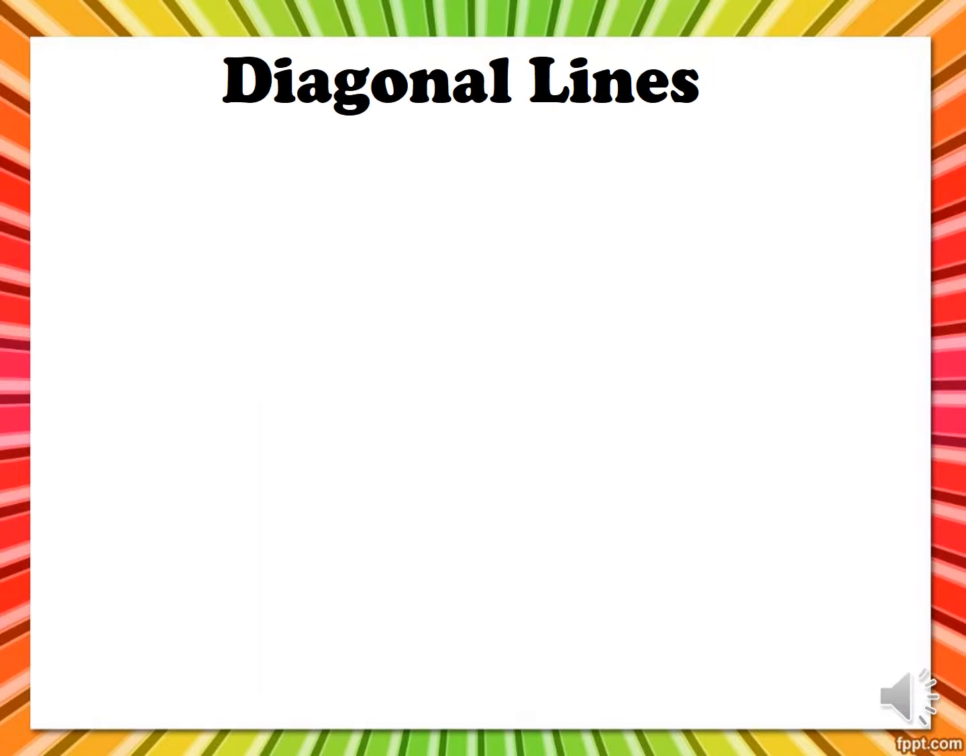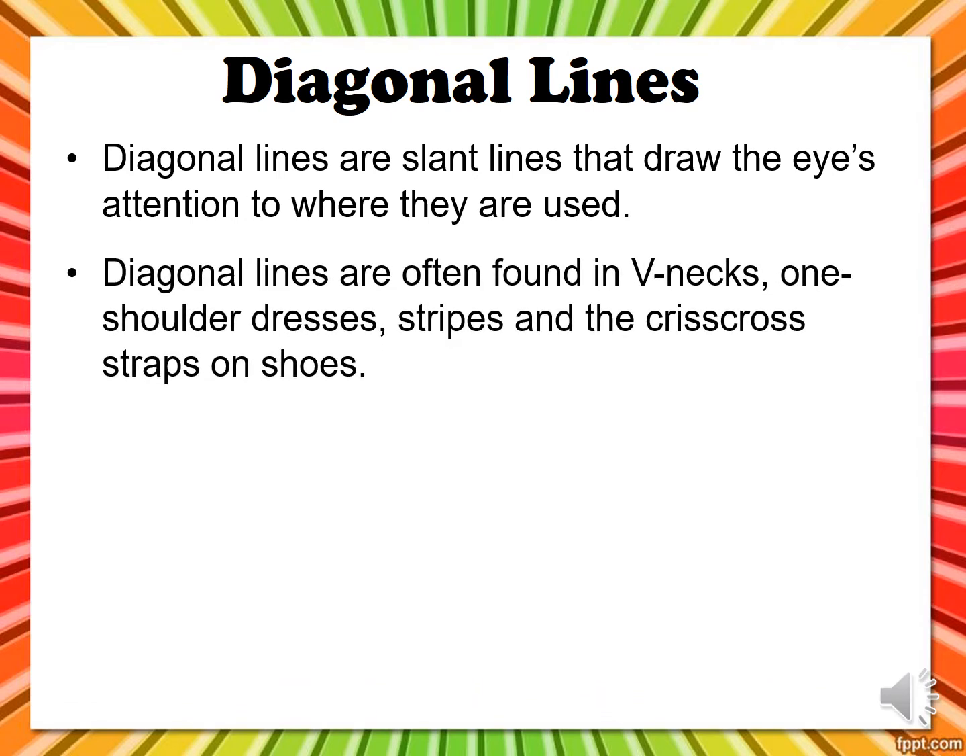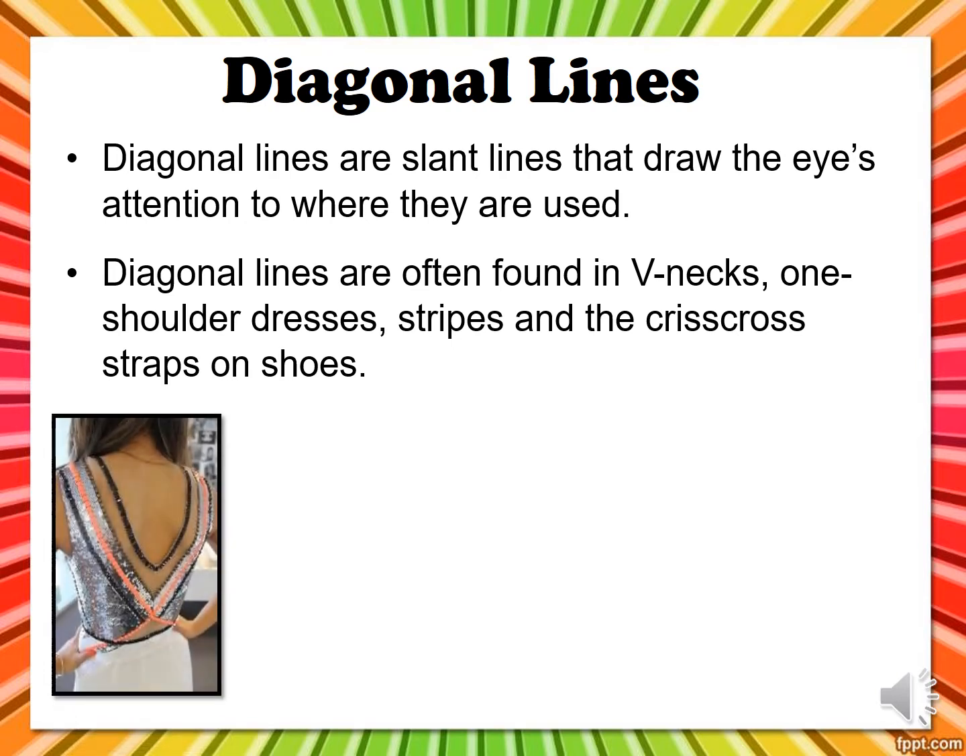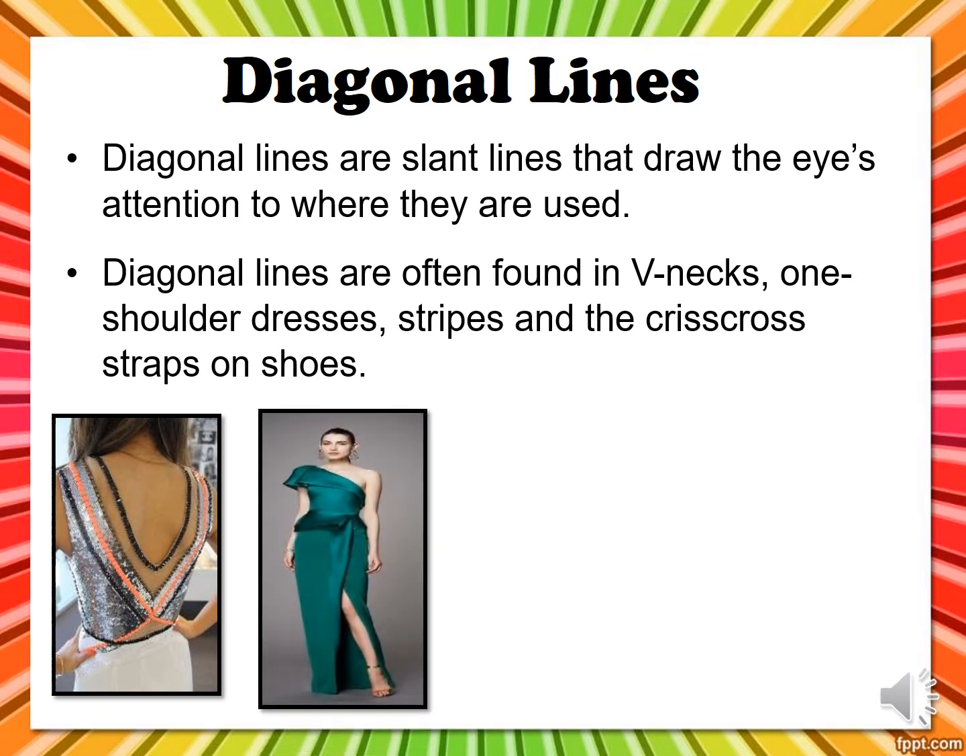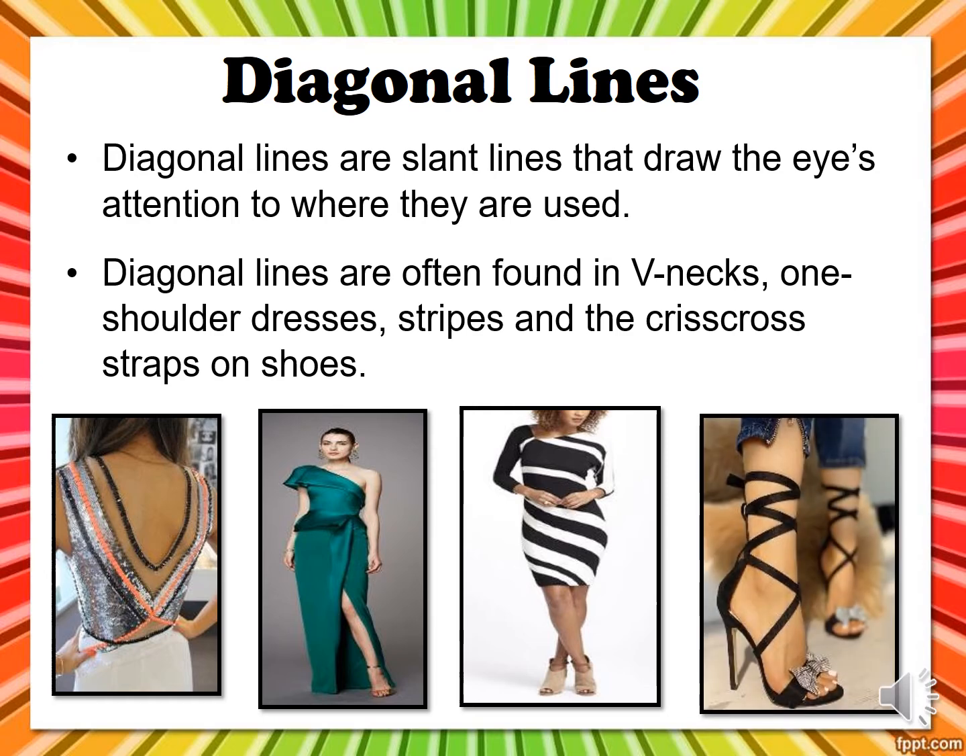Now let us look at diagonal lines. Diagonal lines are slant lines that draw your eye's attention to where they are used. Diagonal lines are often found in V-necks. There you can see one shoulder dresses, observed below, in stripe, and also on crisscross straps on this shoe.